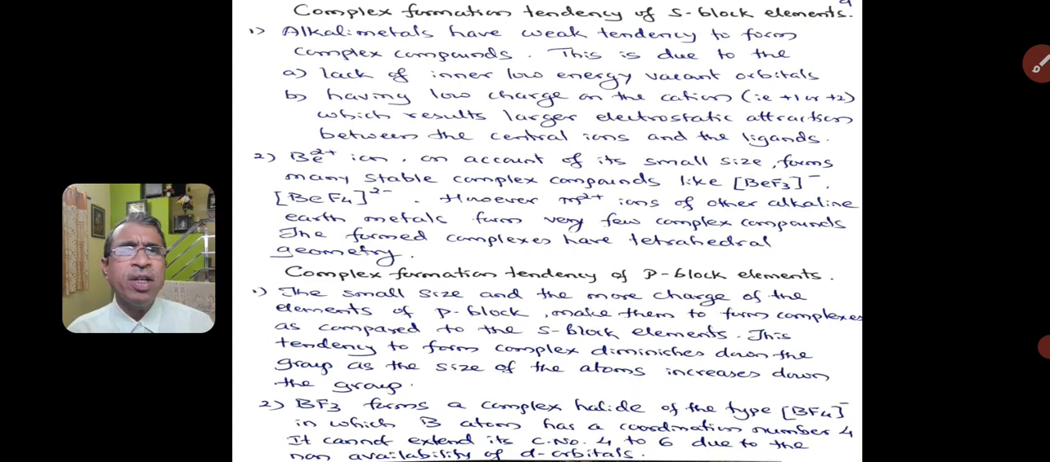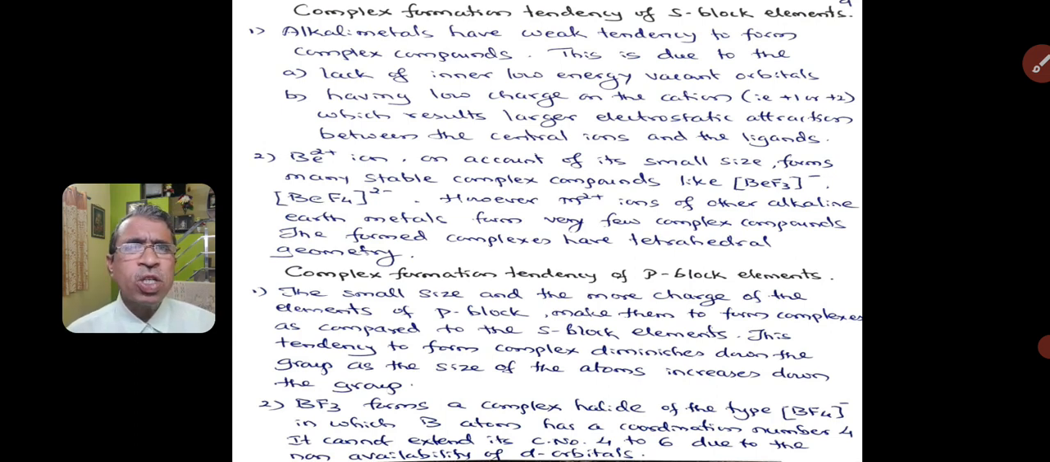Of course, the beryllium ion, on account of its small size, forms many stable complex compounds like trifluoroberylate ion, tetrafluoroberylate ion, and so on. However, magnesium ions of the other alkaline earth metals form very few complex compounds. Of course, we don't come across the complexation in alkali metals. The formed complexes of magnesium and beryllium are tetrahedral in nature.